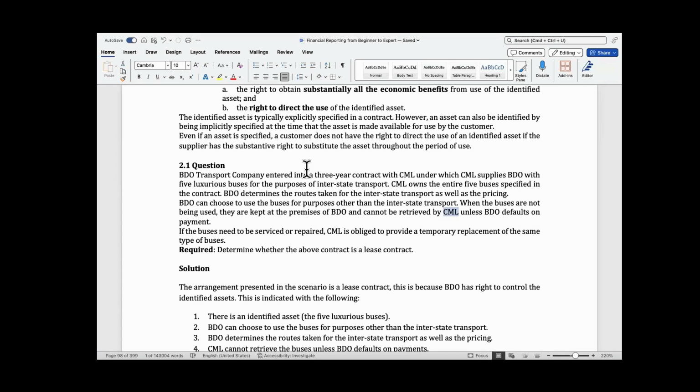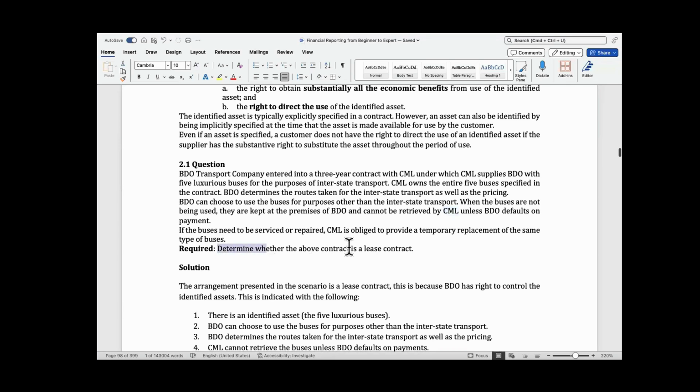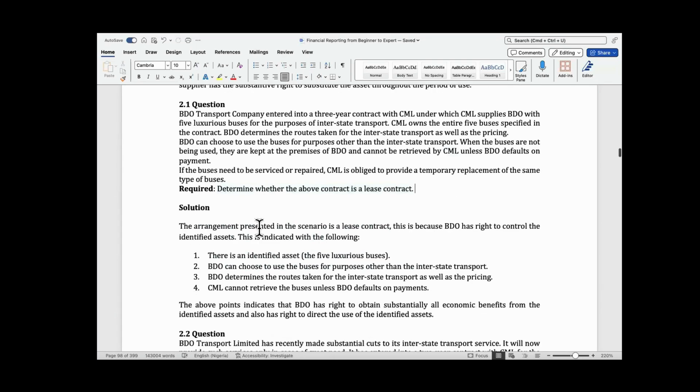If he obtains the benefit and doesn't direct the use, like those two drivers in the two scenarios I gave you, they obtain all the benefit and are the only ones using it, but they don't direct the use. They don't make decisions as to the pricing, the route, and all of that. For that reason, we say it's not a lease. So in this one, BDO has the two, so he has control over those 5 buses. So there is a lease in this contract, because this question says determine whether it is a lease contract. So this is a very direct question.